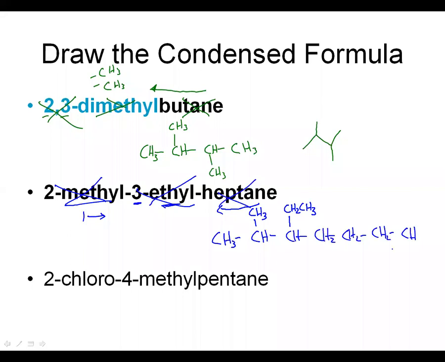And again, we do our line structure, looks something like this. 1, 2, 3, 4, 5, 6, 7, I believe. 1, 2, 3, 4, 5, 6, 7. And again, at carbon number 2, we have our methyl group. And at carbon number 3, we have our ethyl group, right? Looks something like that. Any questions on those two?